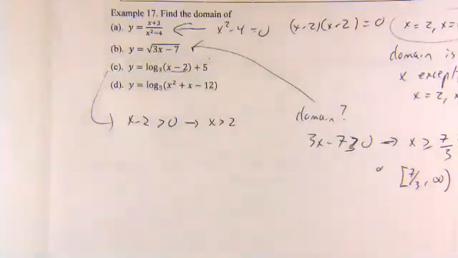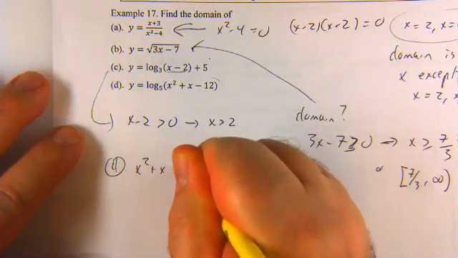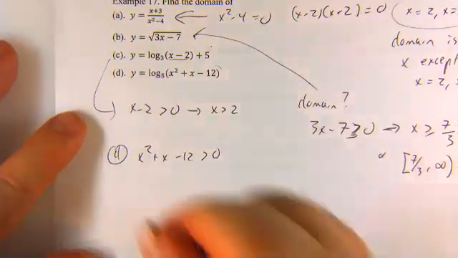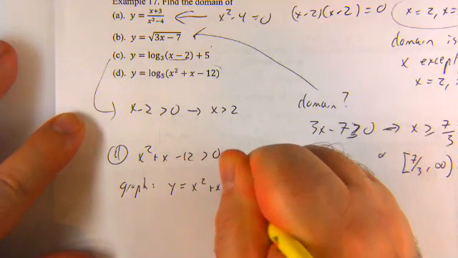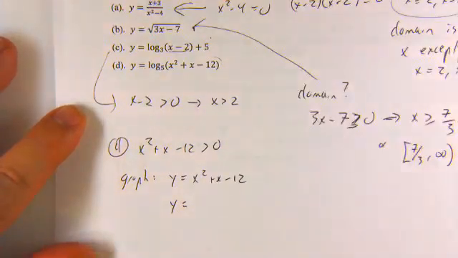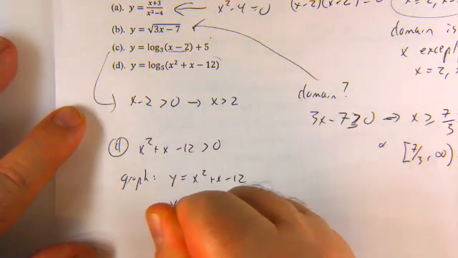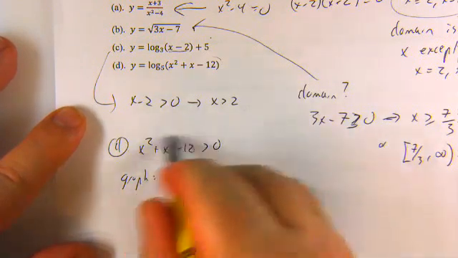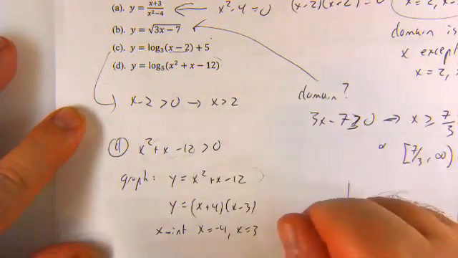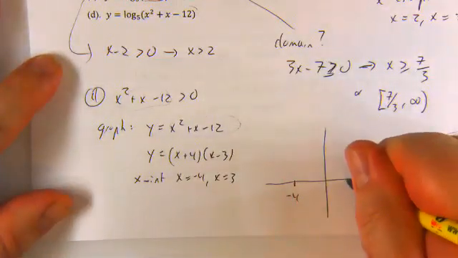If we have something more complicated, like log base 5 of x squared plus x minus 12, you need to know where that's greater than 0. How do you do that? Take this function and graph it. If you factor it, it becomes x plus 4 times x minus 3. We've got x-intercepts at minus 4 and at 3. It's a parabola that opens up. So your graph looks like this, here's minus 4, here's 3.